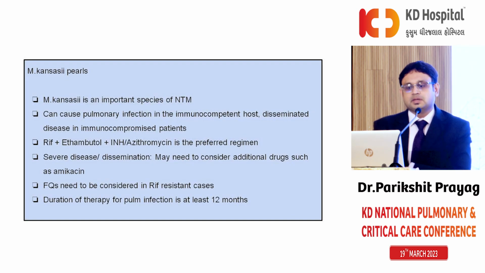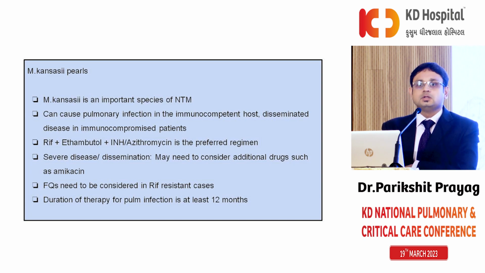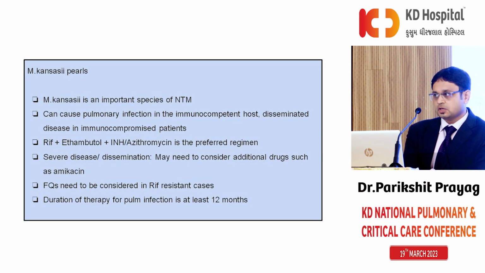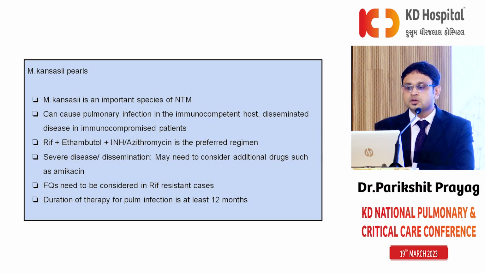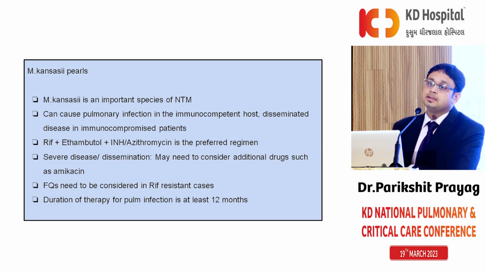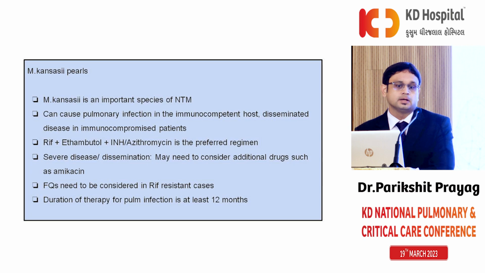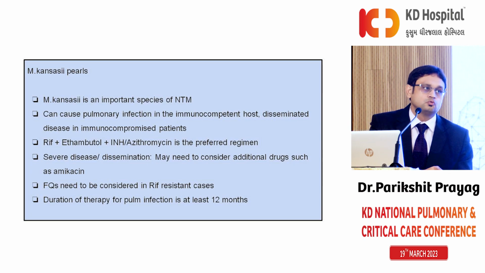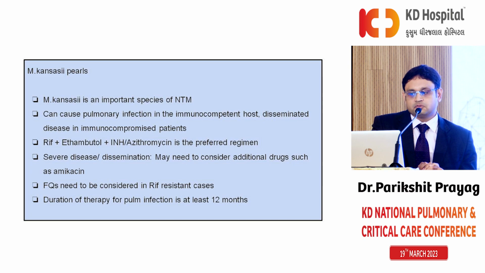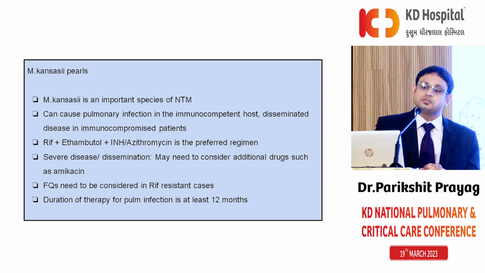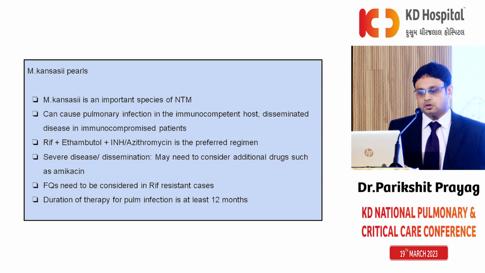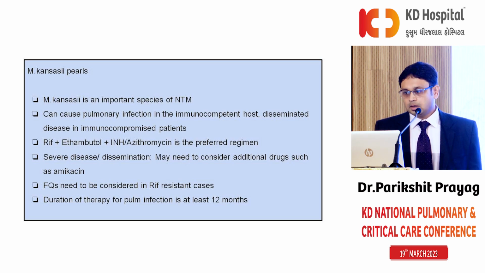A few Mycobacterium kansasii pearls, if I can put it that way. It's an important slow grower. Usually you see it in the setting of T-cell deficiencies, in HIV patients and so on. It can cause pulmonary infections in the immunocompetent host. City and urban tap water has been shown to harbor quite a bit of it. In immunocompetent patients, usually you have an isolated pulmonary picture, but dissemination can occur in immunocompromised patients. As I mentioned, rifampicin plus ethambutol plus either a macrolide or an INH is the way to go. If you have severe disease or dissemination, you can consider additional drugs. And duration of therapy should be at least 12 months.